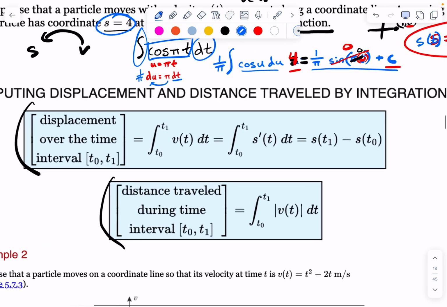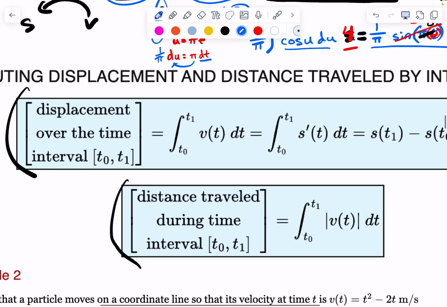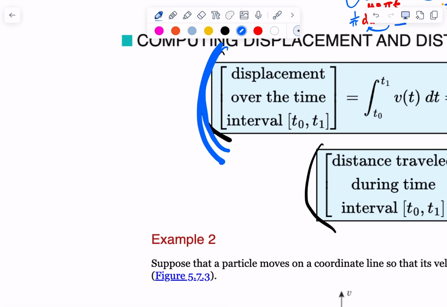Okay, let's talk displacement now. If we're talking about distance traveled, let's think about this. Let's say here is a house, and here is another house, and they are 10 miles apart, right? And I go here and I come back. Okay? My displacement is 0, right?